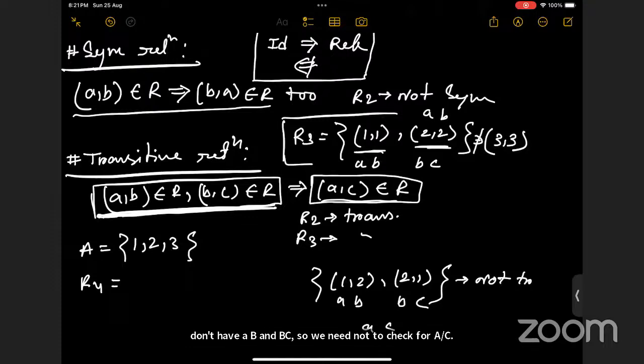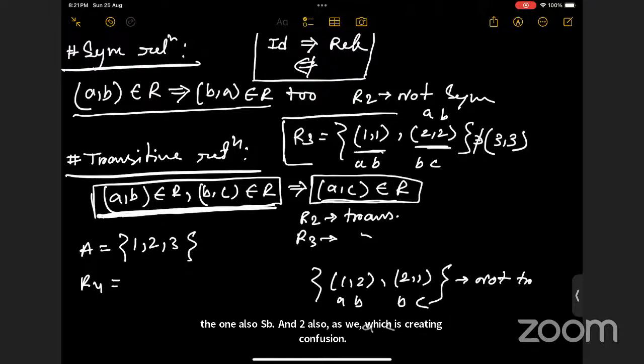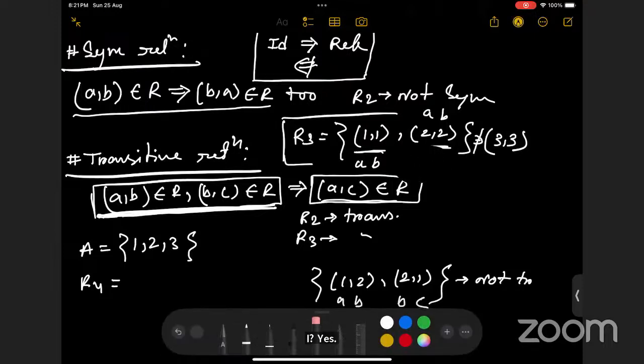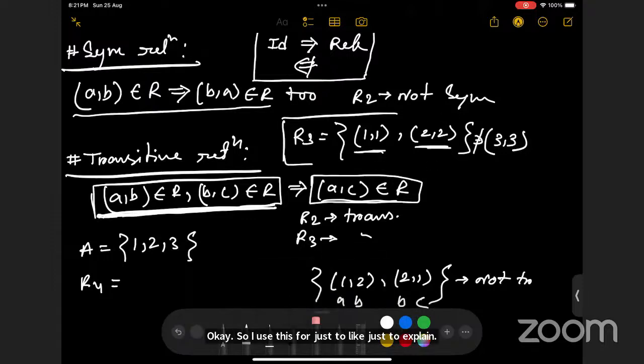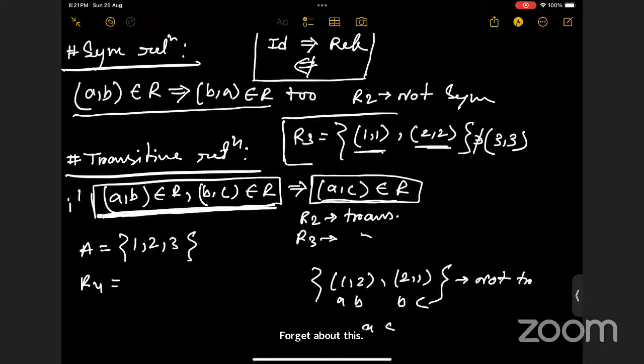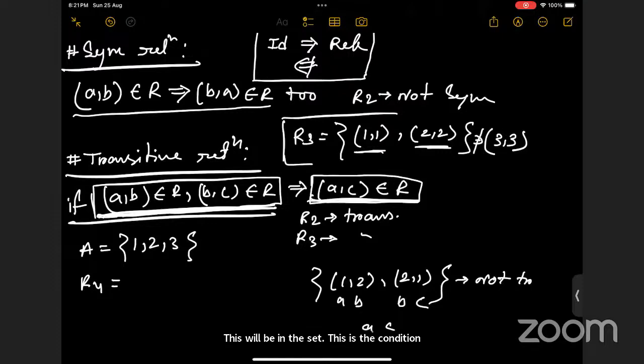Ma'am, here you must correct the notations. You have noted the 1 also as B and 2 also as B, which is creating confusion. Yes, ma'am, that's the actual problem. I used this just to explain. Forget about this. So if this happens, then this will be in the set. This is the condition.